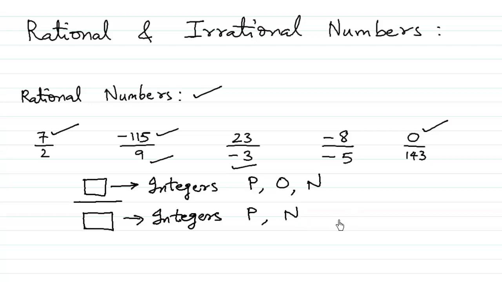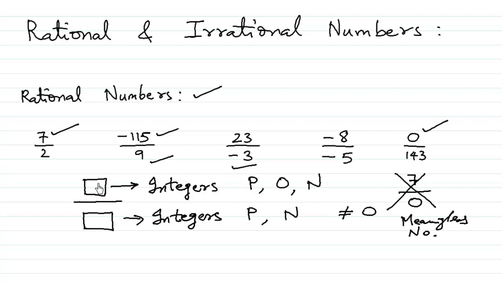But remember, we cannot have a 0 in the denominator. So the denominator cannot be equal to 0. The reason is that when we write 0 in the denominator, like let's say 7 upon 0, this becomes a meaningless number. So we do not consider such numbers in rational numbers.